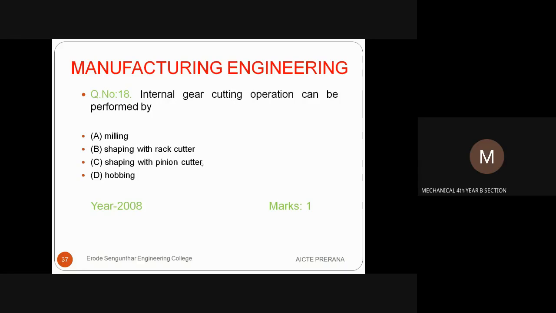And the last thing is hobbing. Hobbing is also meant for cutting external diameter. You would have seen in the MT1 lab also, we have a hobbing machine which is capable of making only a profile on the outer diameter of the blank. Okay, this question was asked in the year 2008, and it carries 1 mark. The right answer for this question is shaping with pinion cutter.